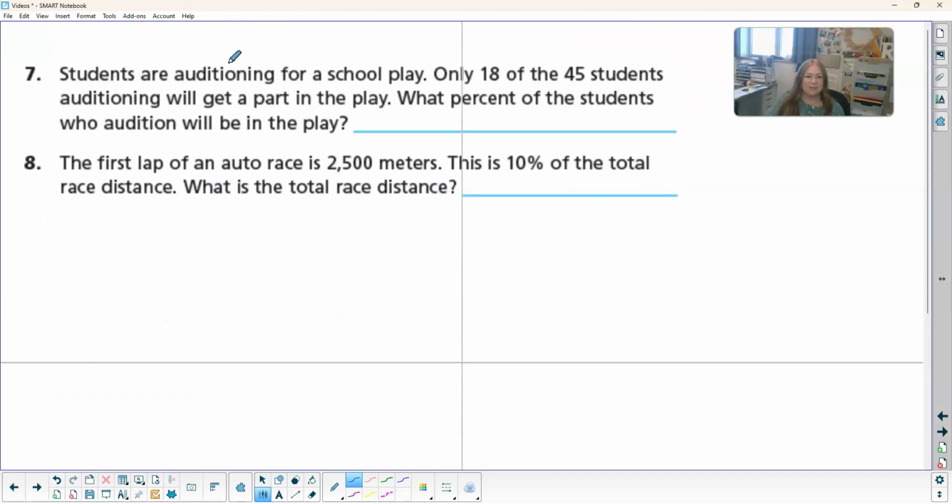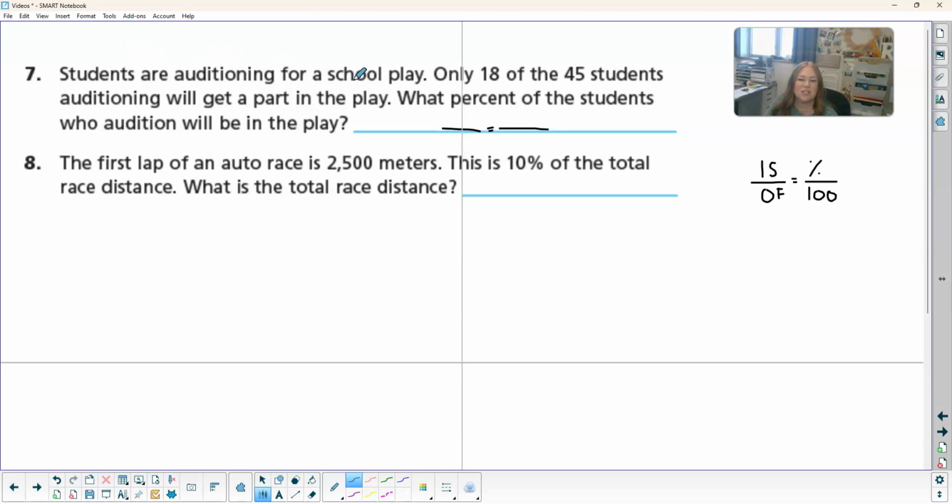We are going to skip to number 7 from here. So students are, hold on, I'm going to get my little labels right. This is the "of," this is what we have. It's out of the total. Here's my percent, always out of 100, just to help us get things in the right spot.